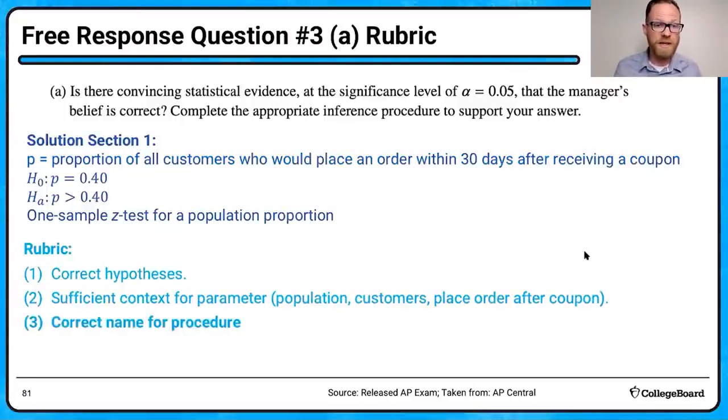The third thing that we need on the rubric is the correct name for the procedure. And that could be by writing out the actual name, or later you could get that by using a correct formula. Here, we just wrote out the name of the inference procedure, one sample z-test for a population proportion.